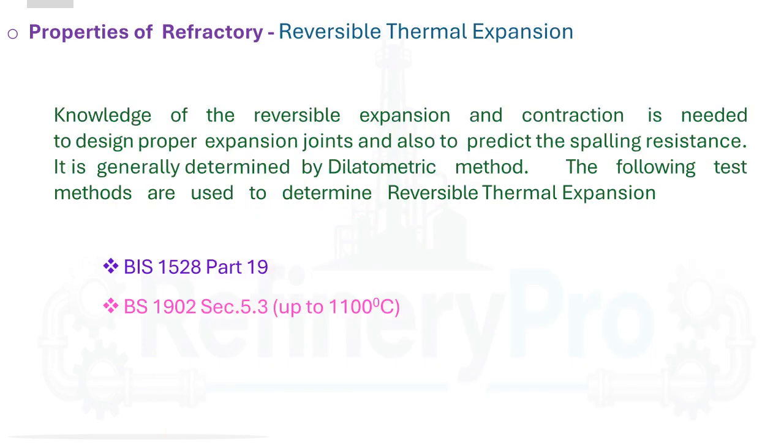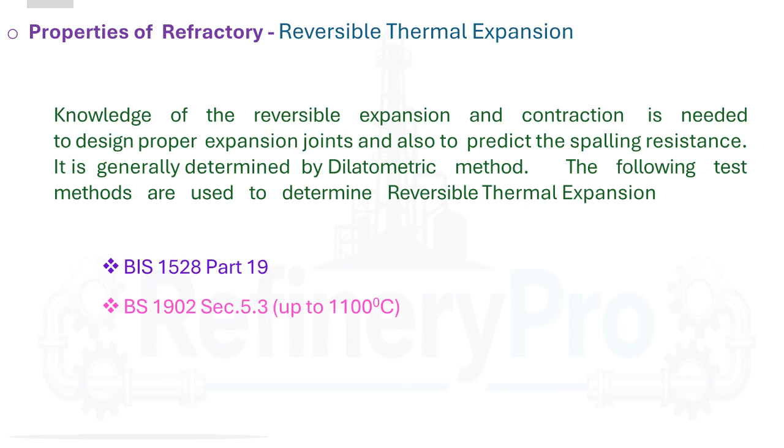Let me clarify an important distinction. We have already talked about permanent linear change, or PLC. Now it is time to look at something different, reversible thermal expansion. Think of it this way. When a refractory brick is heated, it expands. But unlike PLC, this expansion is not permanent. As the brick cools back down, it shrinks right back to its original dimensions. That is why we call it reversible. It comes and goes with temperature.